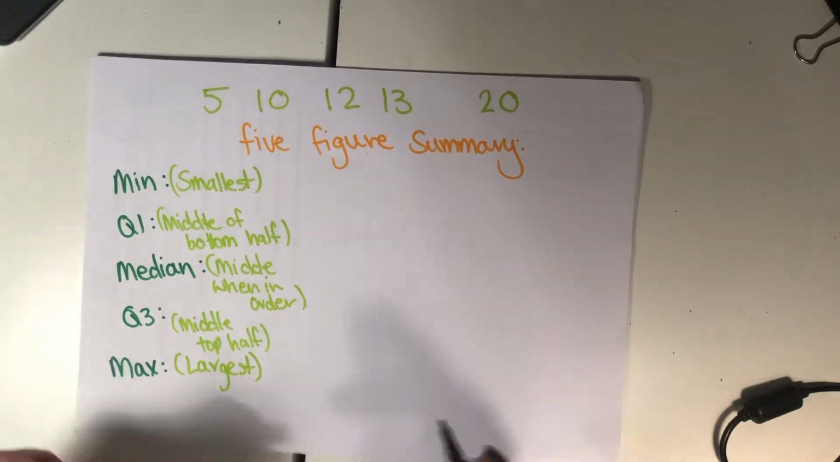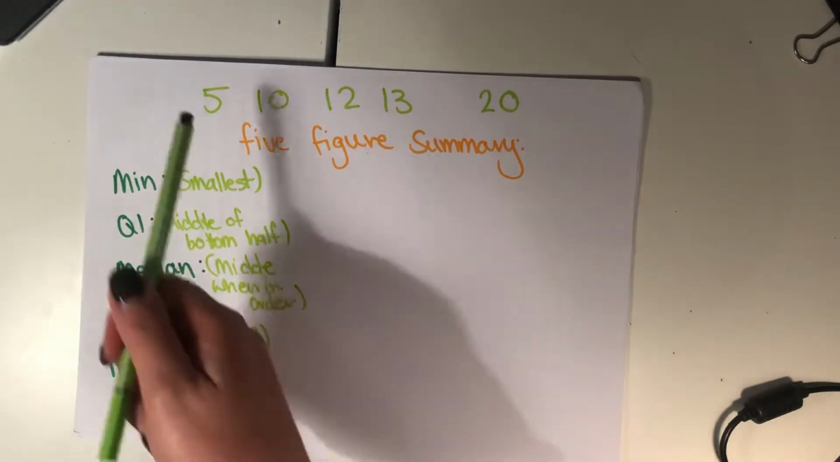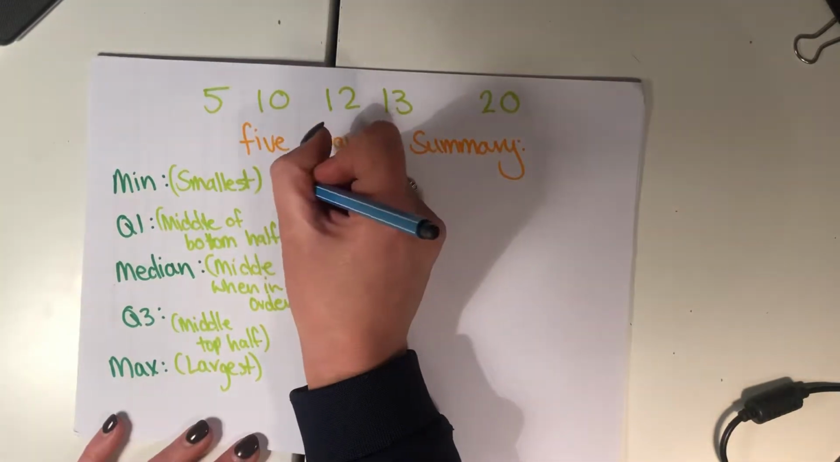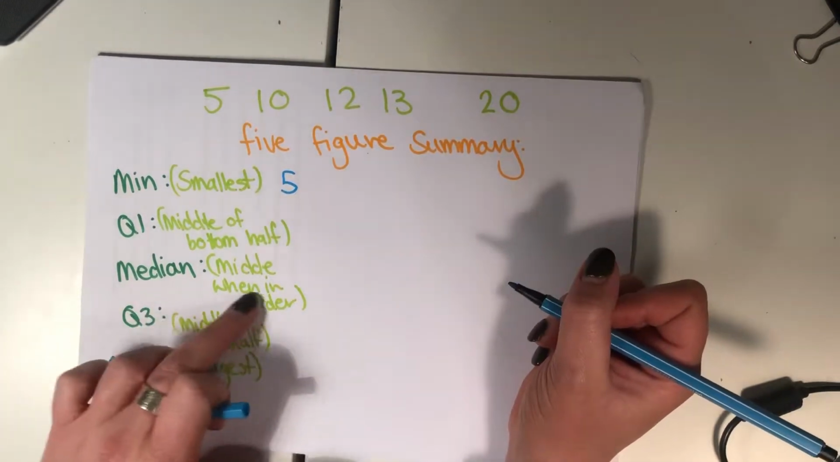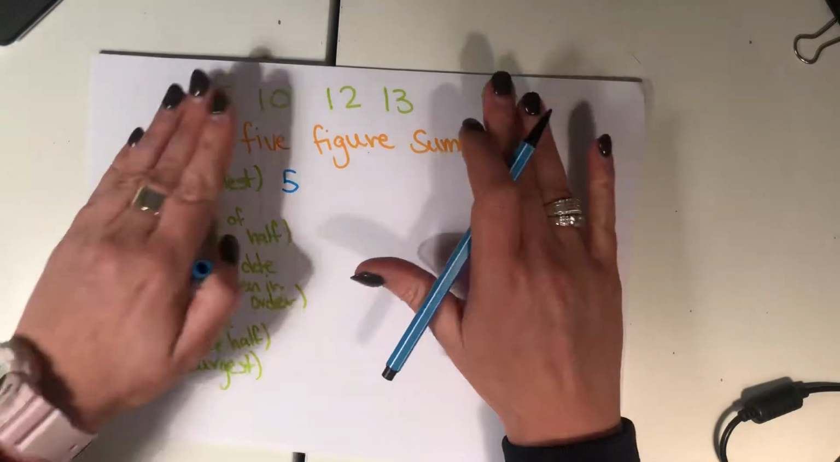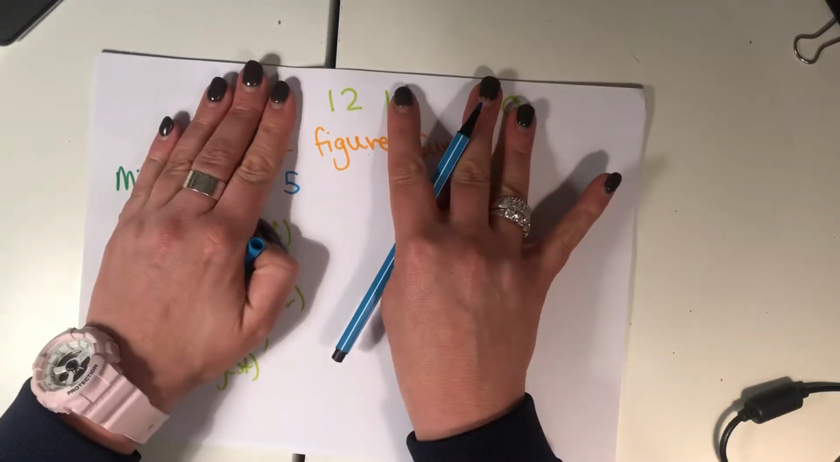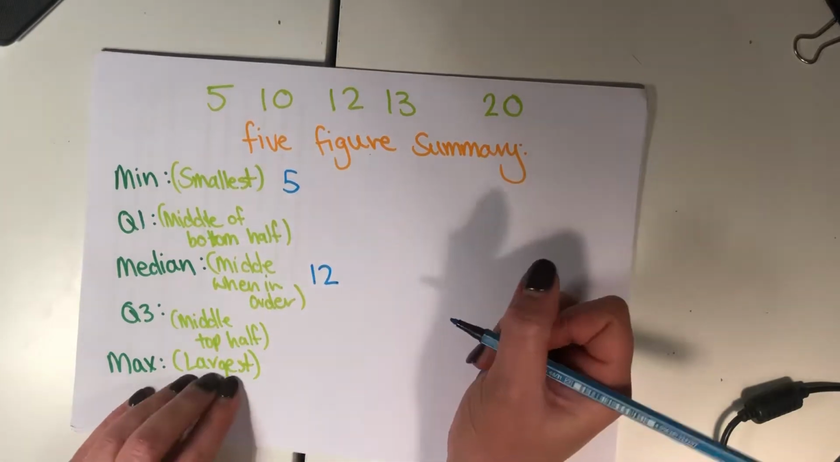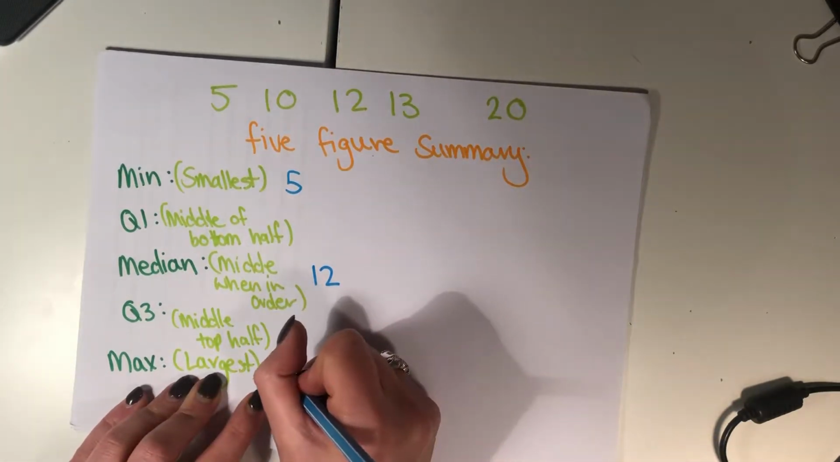So let's look at these numbers here. Your minimum in your list. The first thing you need to do is get them in order. I've put them in order for you here, so you don't have to worry about that. Your minimum is your smallest, and that's going to come in here at 5. Your median, they're in order. I've got 2, 1, 2, 1, 2. My middle number there is 12. And my maximum is 20.